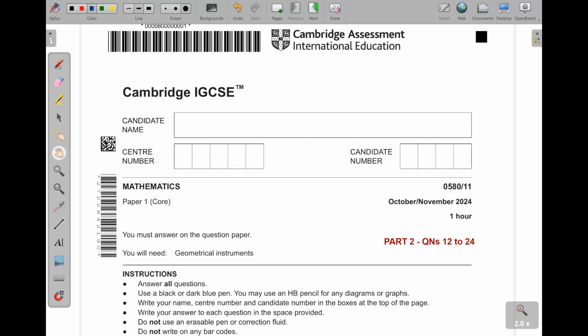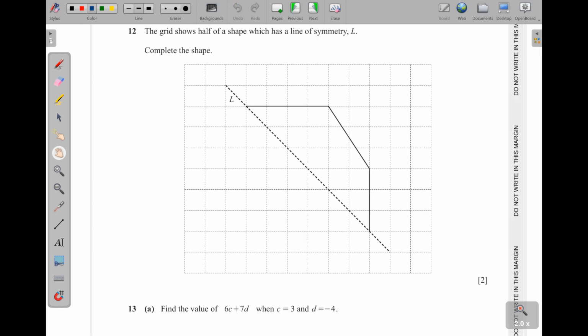This is teacher Simon taking you through Cambridge IGCSE Mathematics for October-November 2024, paper 1-1, and this is part 2 for questions 12 to 24. Question number 12 shows half of a shape which has a line of symmetry, L.